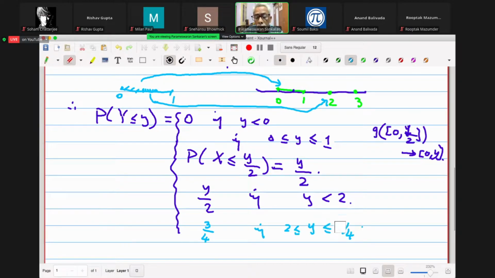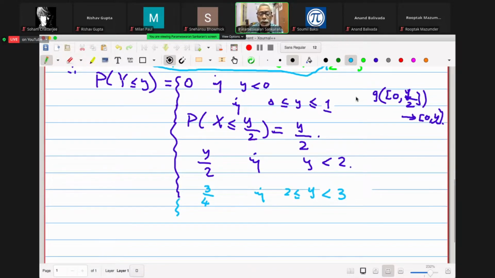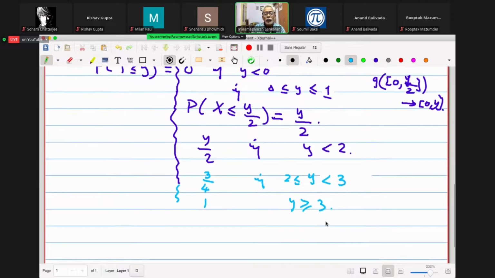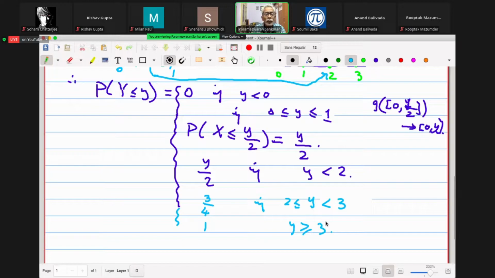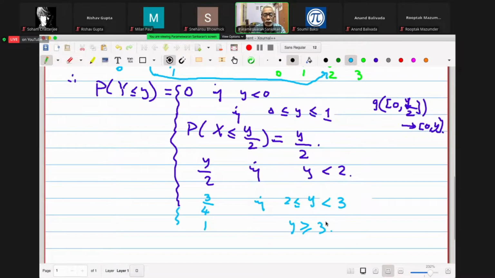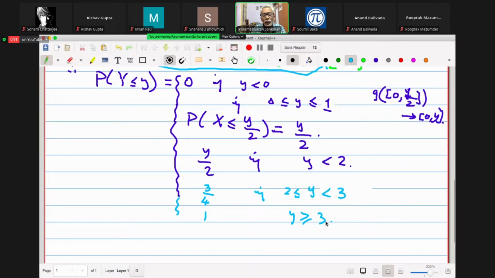So this is up to 3. Up to 3, it is this way. Why up to 3? Because the next value that is assumed is actually 3, and when 3 is assumed, it is 1. Y is bigger than or equal to 3. So you see, this is the function, and it is not a continuous random variable because it has atoms.